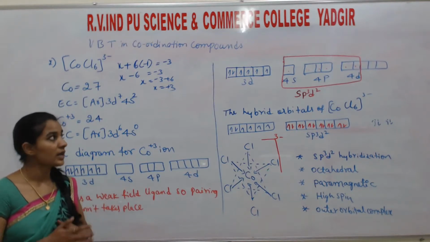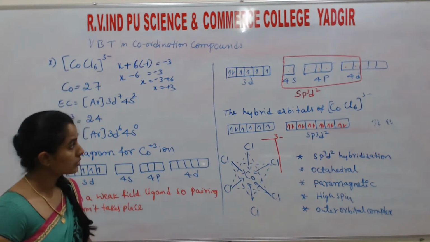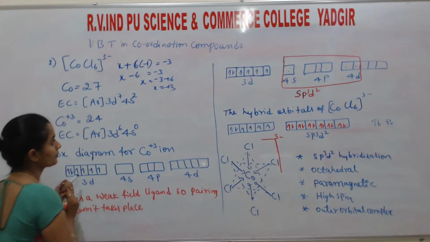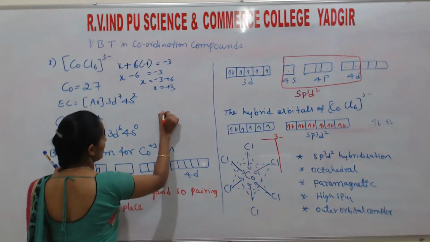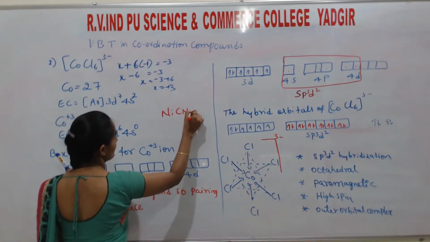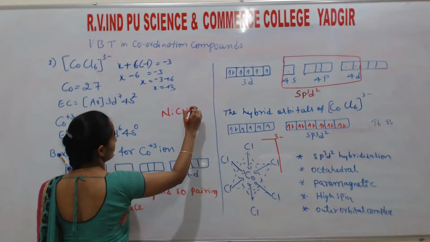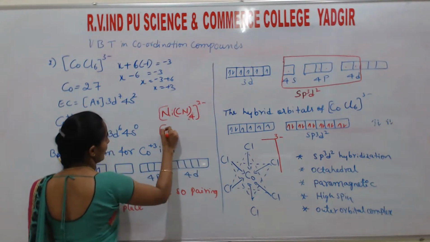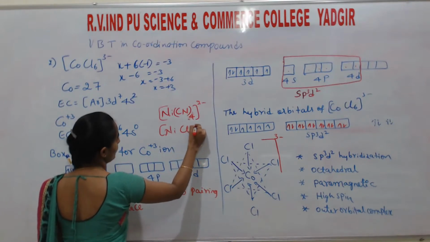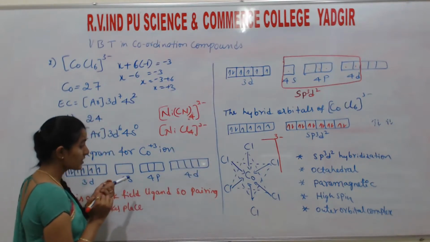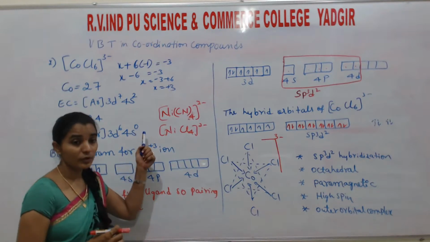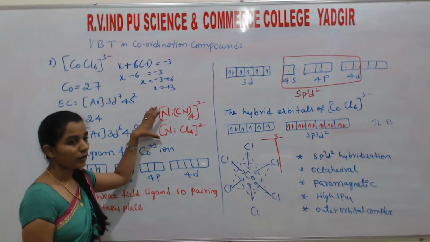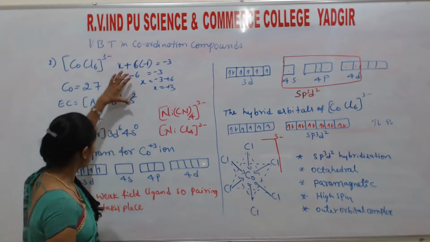In tomorrow's class, I'll explain the structure of Ni(CN)4 2 minus and NiCl4 2 minus. So students, consider this one as homework for you. Okay, you do it and upload it in the group. Okay, so the same thing you follow.